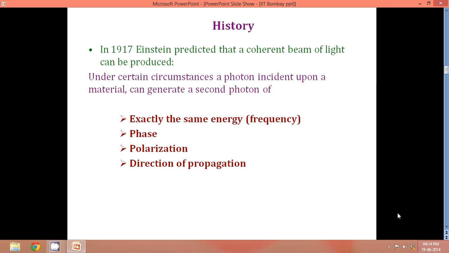Look at the history of lasers. Way back in 1917, Einstein predicted that it is possible to produce a coherent beam under certain circumstances. When a photon is illuminated on the material, it in turn generates a photon having exactly the same energy, that is frequency, phase, polarization, and direction of propagation, or directionality.